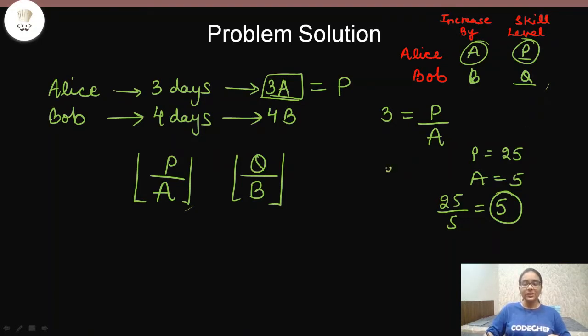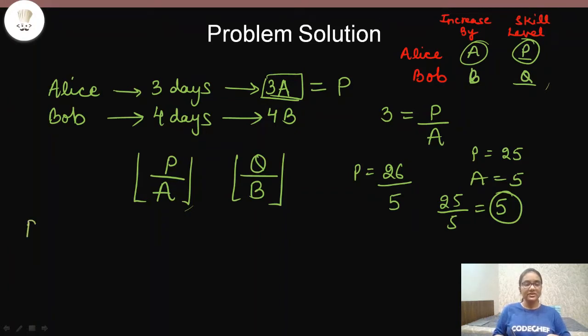But suppose P was equal to 26, and now we divide this 26 by 5, that is A. Then it will not give us an exact integer. It will give us a decimal answer, but not an exact integer. It means we will not be able to determine the exact number of days the work has to be done to achieve this skill level. So it means that P has to be a multiple of A.